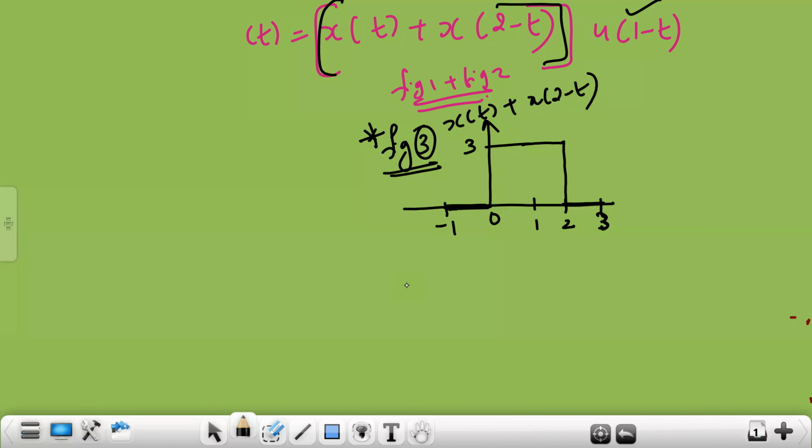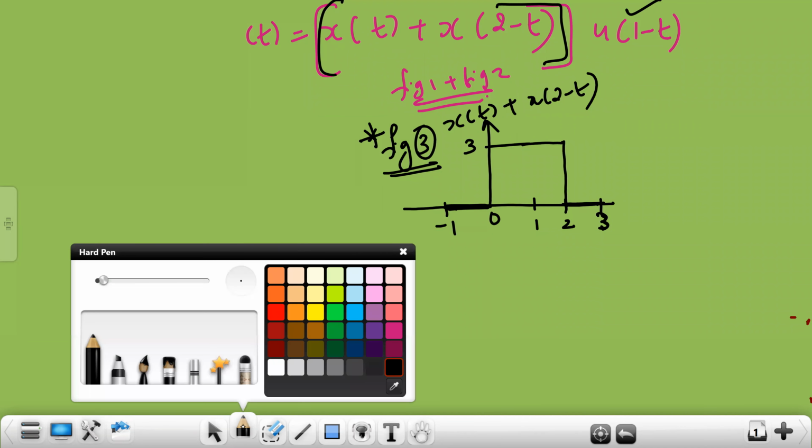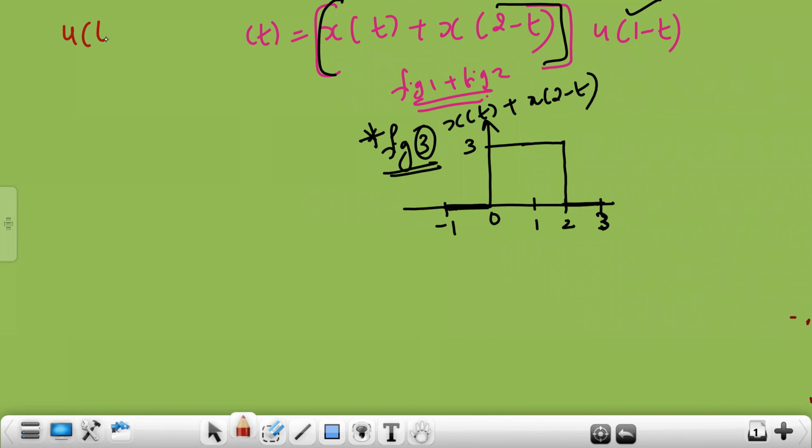So now you need to draw for u of 1 minus t. So to draw u of 1 minus t, what you need to draw initially, Krishnend? To draw u of 1 minus t, what you have to draw first? U of minus t, sir. Yes. U of t, then u of minus t. Yes, very good. First you need to plot u of t, then you need to plot u of minus t, then you need to plot u of minus t plus 1. Very good.